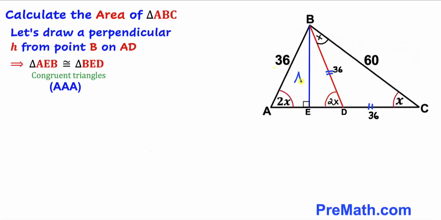Now we can see that these two triangles AEB and BED are congruent triangles. Since this angle equal to this angle is 90 degrees, this angle has got to be 90 degrees as well. And if these two angles are the same, then this angle has got to be congruent as well. So therefore, these two triangles are congruent. Therefore, this line segment AE is equal to this line segment ED. Let me call this line segment AE as a, then ED is going to be a as well.